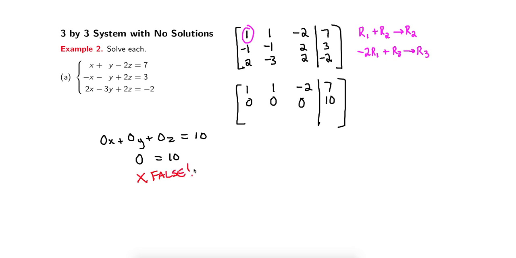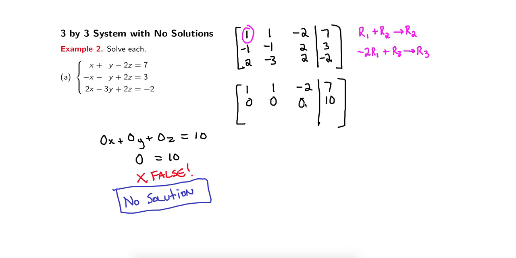So when we arrive at a false statement in algebra class, that means our answer is no solution. There is no solution to this system of equations. There's no value of x, y, and z that's going to make all three equations true at the same time. If we were to graph these three rows, we would notice that the first and second rows are in fact parallel. So if they're parallel, that means that those two planes are not going to intersect, which means all three planes will not intersect. So no solution.